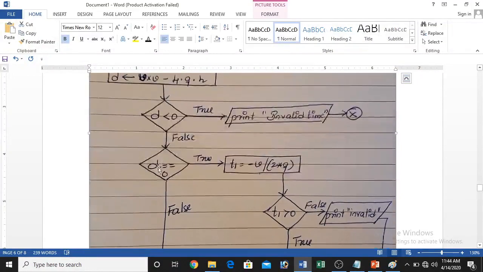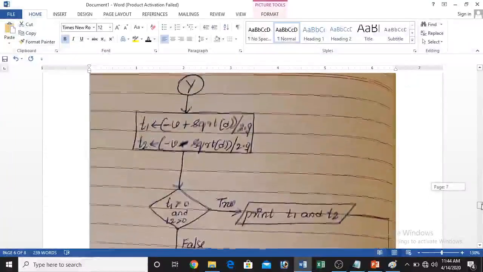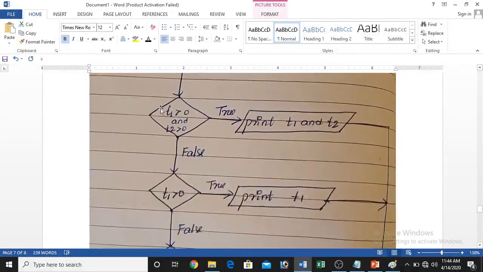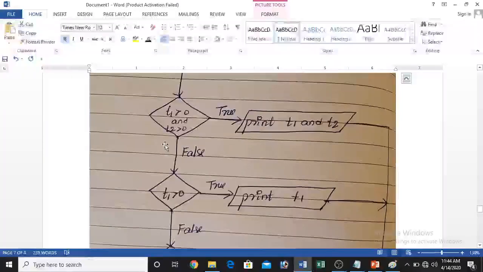Now assume that if it is not equal to 0, the last option left out is it should be greater than 0. So no need to check the condition. Directly we calculate time 1 and time 2 with respect to the formula we have already discussed. After calculating, we again need to check whether both T1 is greater than 0 and, remember it is and, T2 is greater than 0. If both are true, then I am going to print both T1 and T2. Any one time we can consider. Otherwise, if it is false, if T1 is greater than 0, then I am going to print only T1.